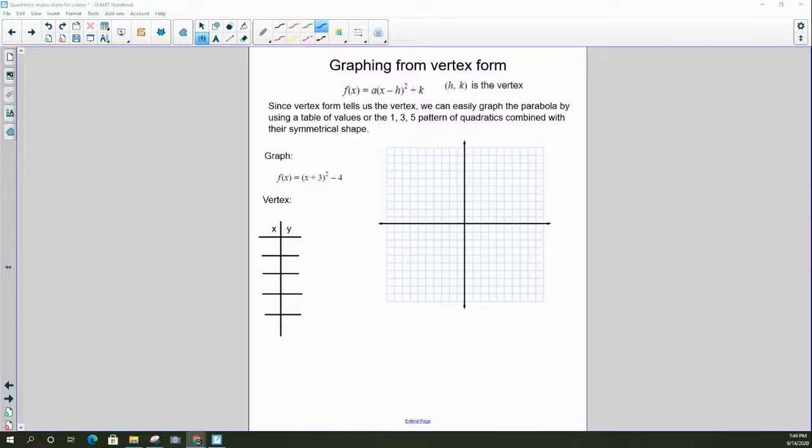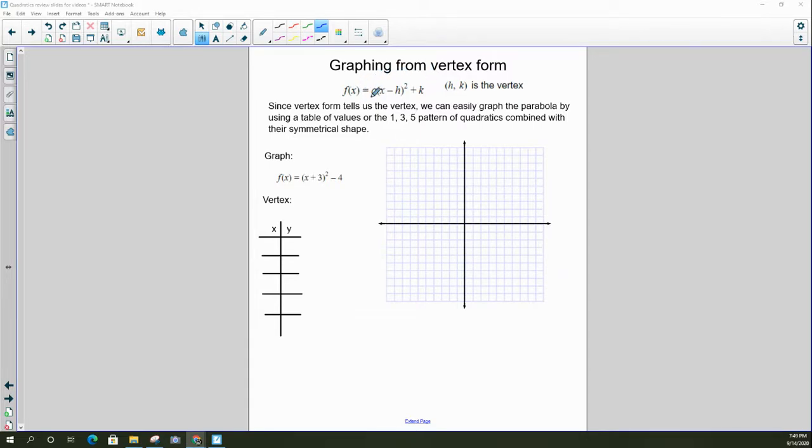Okay, in this video we're going to talk about graphing quadratics from vertex form. So again, here's vertex form: f of x equals a times x minus h squared plus k. All the a, h, and k's are our transformation stuff, right? Moving horizontally, moving vertically, and stretches, compressions, and reflections with the a.